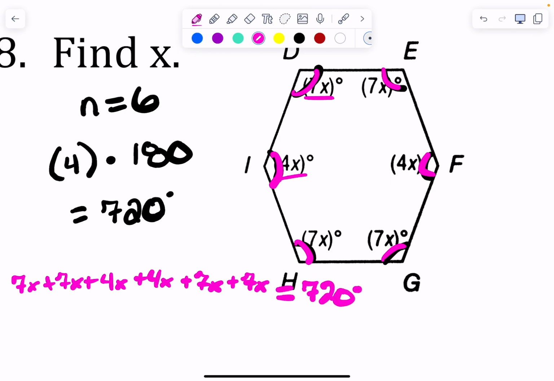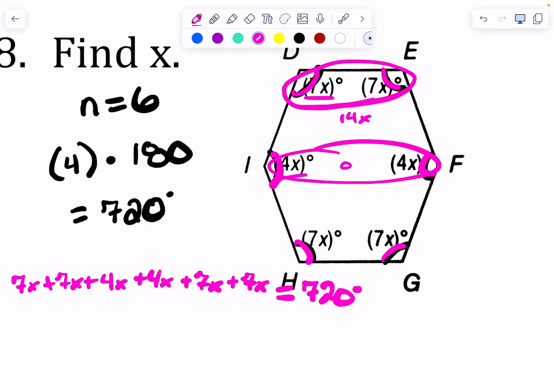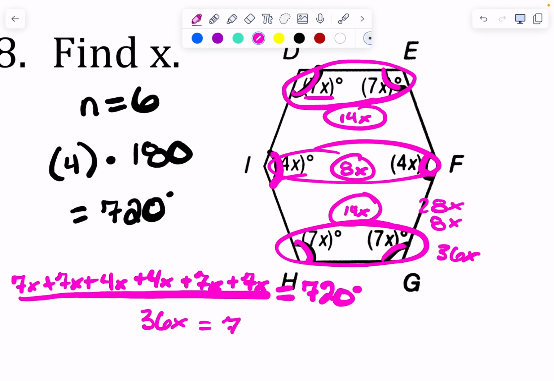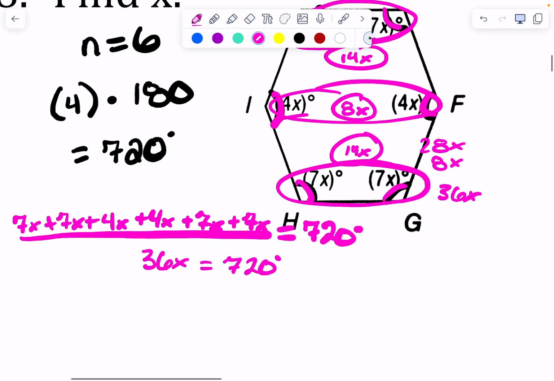All right, let's do some math in our head. 7x and 7x is 14x. 4x and 4x is 8x. 7x and 7x is another 14x. These two make 28x, and another 8x is 36x. So all together, this stuff adds up to 36x equals 720. Now divide by 36.